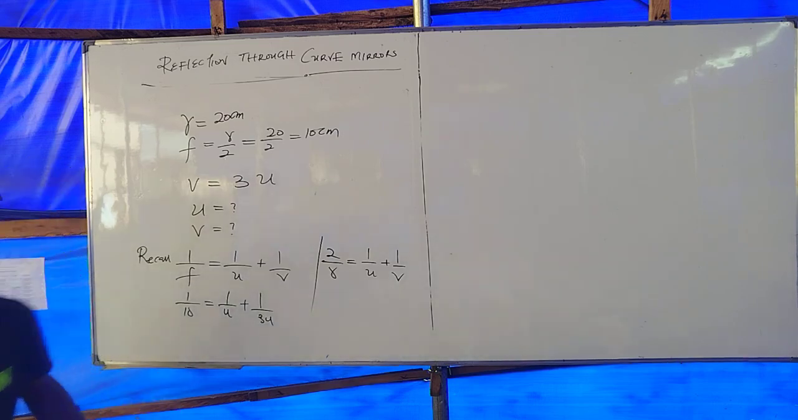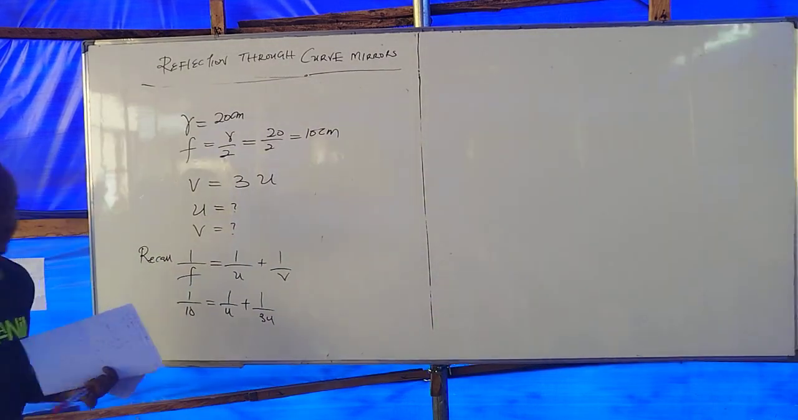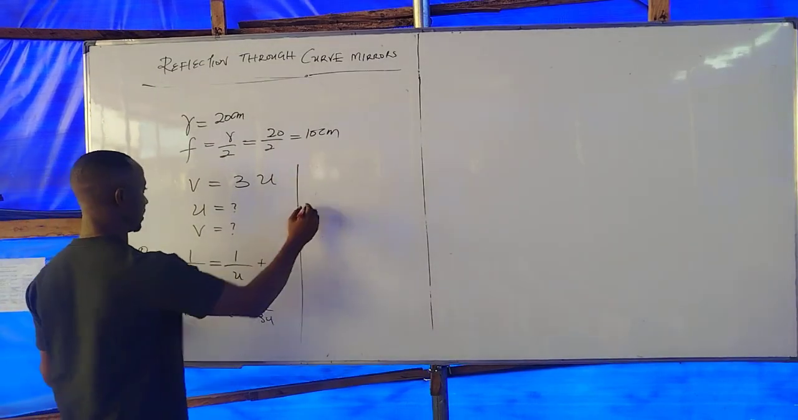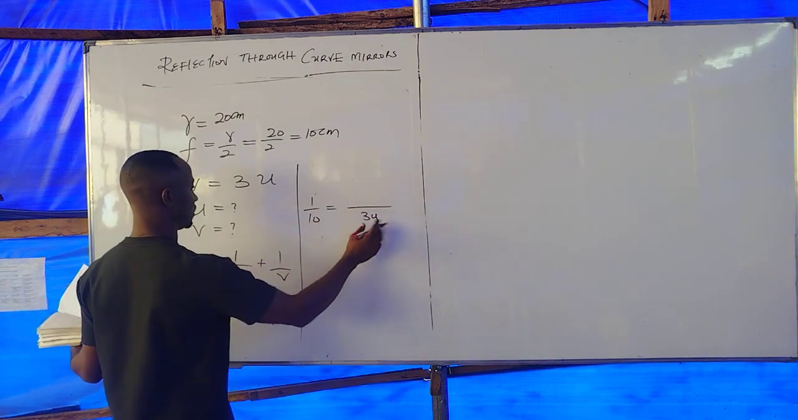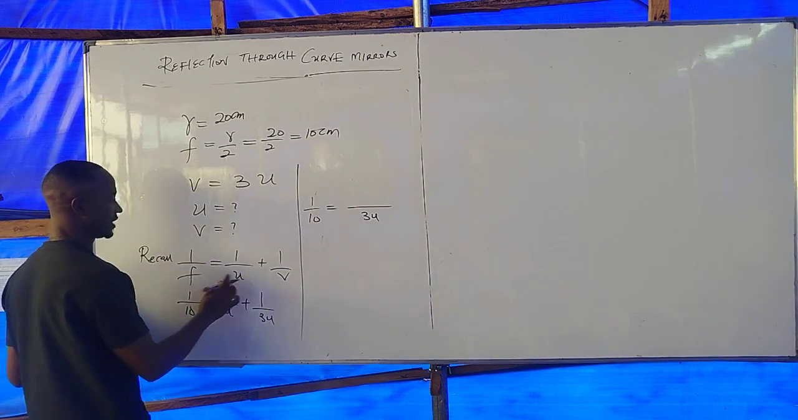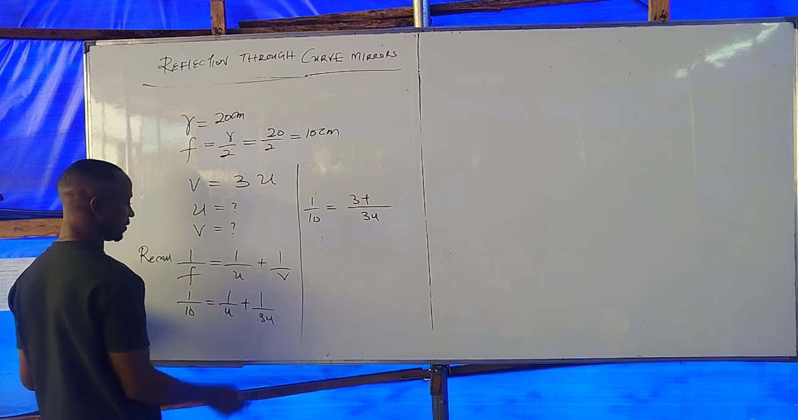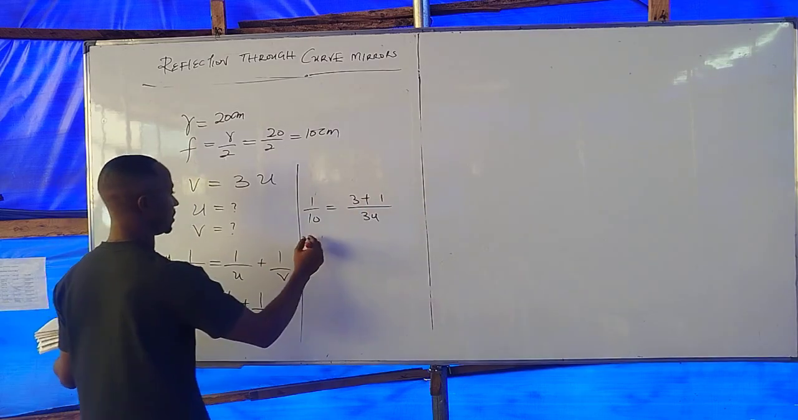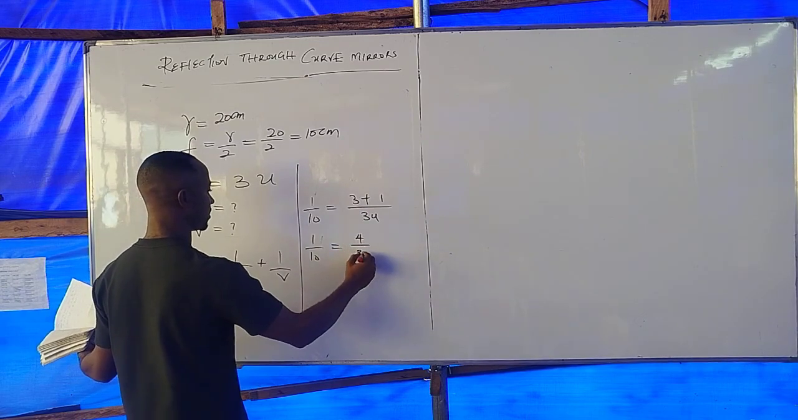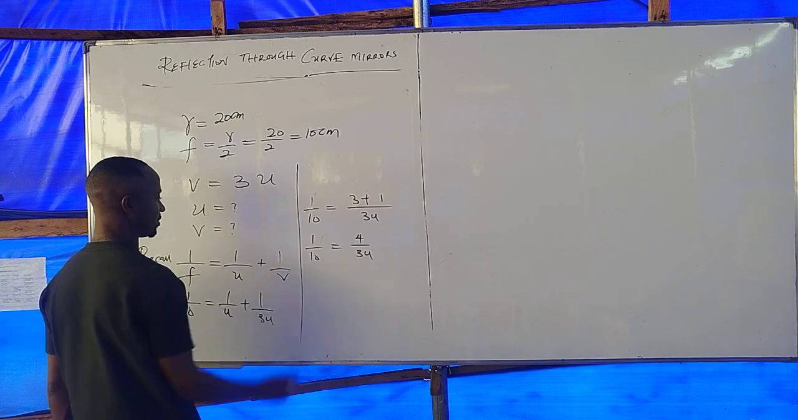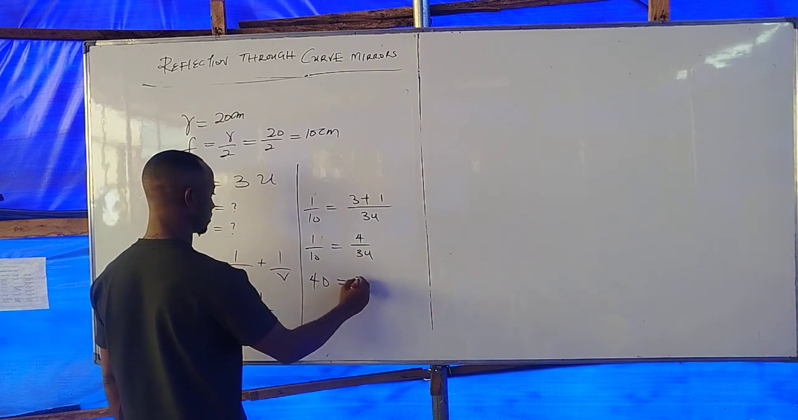Now the next thing we need to do is to find the LCM between 3u and u. The LCM is 3u, right? So 1 over 10 equals, divide 3u by u, we have 3. 3 times 1 is 3. Plus, divide 3u by 3u, we have 1. 1 times 1 gives us 1. So we have 1 over 10 equals 4 over 3u. So here, let's cross multiply. This will give us 10 times 4 is 40 equals 3u.